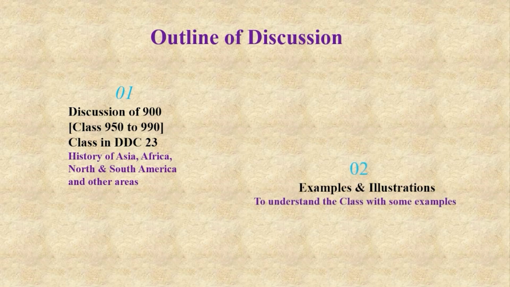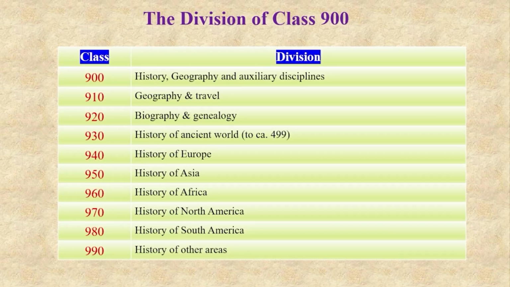And in part 2, we have taken some examples and illustrations so that you can understand this class with the help of these examples. Now, in lesson 1 of class 900, you have already gained an idea of the division of class 900. Now, first, for your revision, the coverage of class 900 will be discussed again.